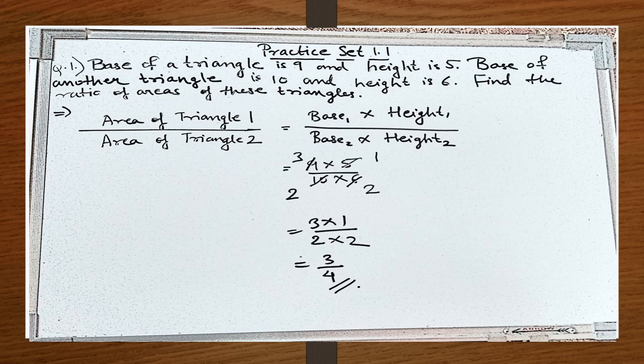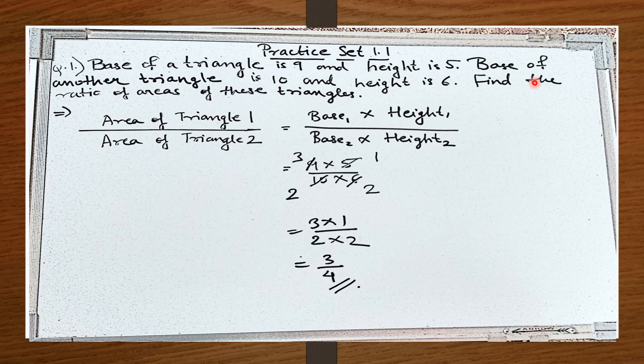Okay, so practice set 1.1, that is the first practice set of this chapter, and this is the first problem in your textbook. Base of a triangle is 9 and height is 5. These are the length of the base and height. Base of another triangle is 10 and height is 6. So there are two triangles, one with base 9 and height 5 and the other with base 10 and height 6. Find the ratio of areas of these triangles.